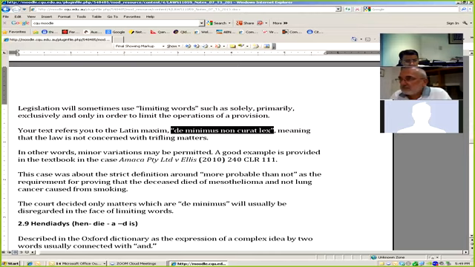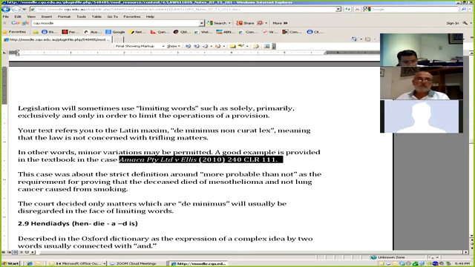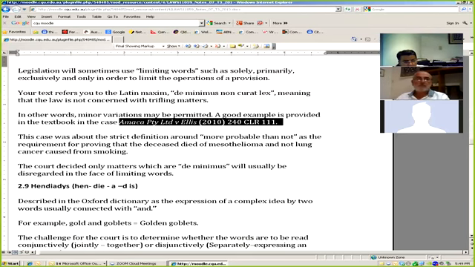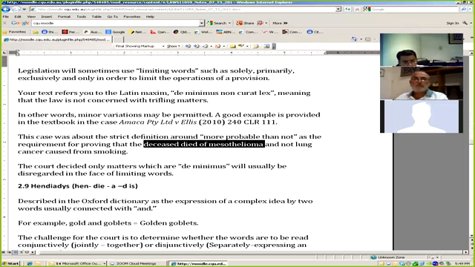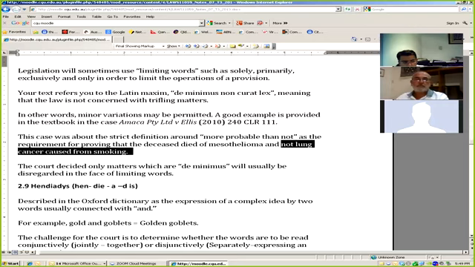So this phrase says that minor variations may be permitted. And they refer to this case of Amica Proprietary Limited and Ellis, a 2010 High Court decision. The case was about the definition of this phrase, more probable than not. And it was a question, what do those words mean when you're talking about the deceased dying of mesothelioma, asbestosis, I suppose is my understanding of that word, as opposed to just lung cancer from smoking. So did the individual die more probably than not, or was it more probable than not that it was asbestosis or something in that realm, mesothelioma, as opposed to a cancer or some type of illness caused just by smoking cigarettes.